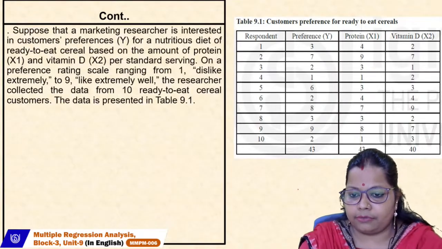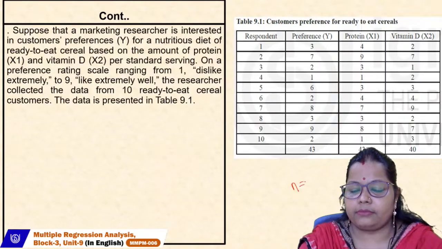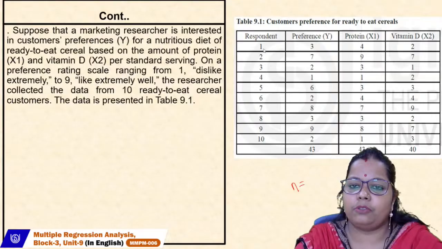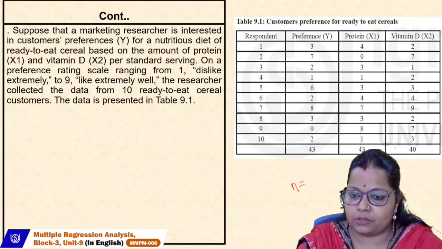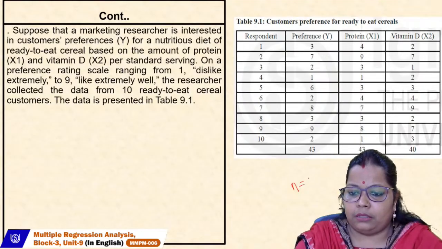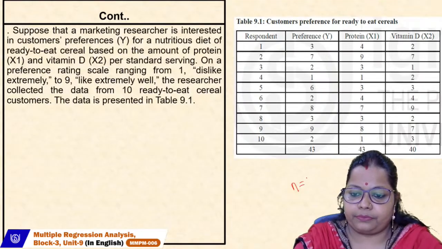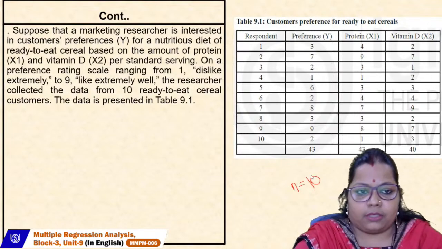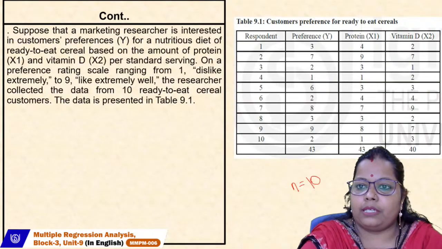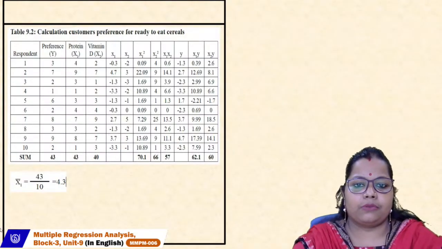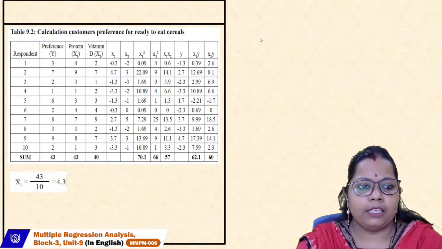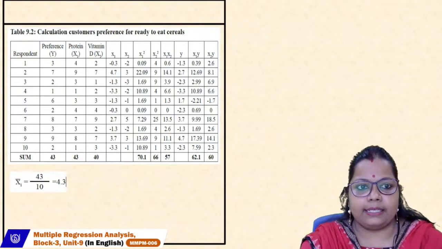If we go for calculating, the first thing is n. What is the n value? We look at the first column to calculate n. How many respondents are there? 10 respondents are there. So the n value becomes 10. Now we will go for calculating the multiple regression analysis, which I have done for you, but I will do the calculation part simultaneously here for easy understanding.